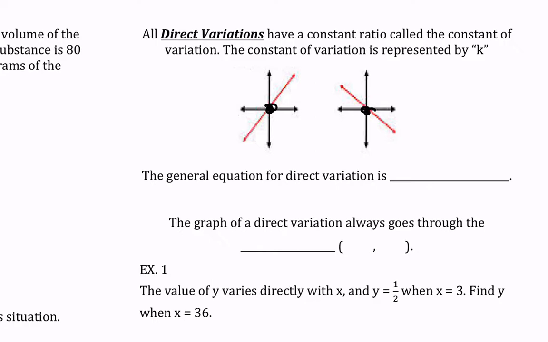Okay, the general equation for a direct variation is y equals kx. Guys, this k represents your slope. It's just, instead of calling it m, it gives it a special letter. So we have a special letter for slope, only because it's a special line that goes through the origin. Okay, the graph of a direct variation always goes through the origin, which is the point (0, 0).